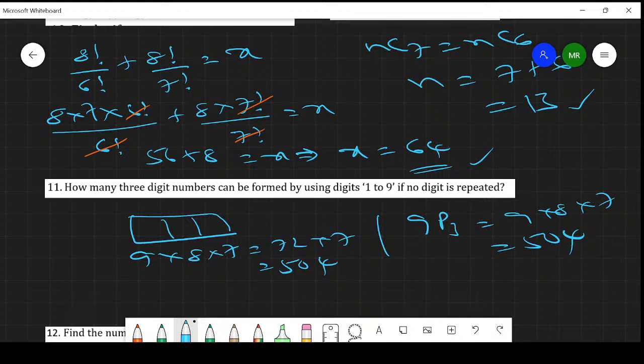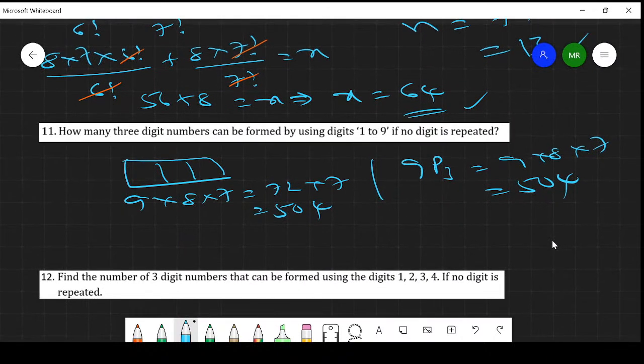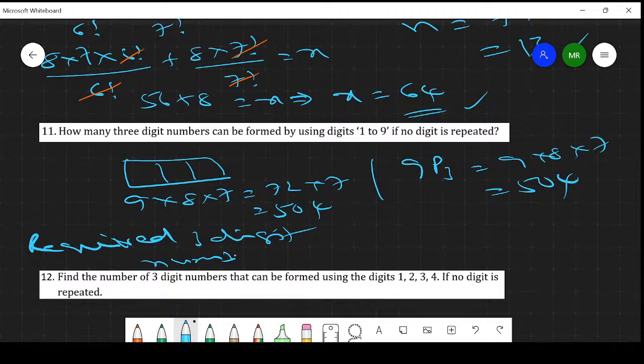I can write the conclusion here: the required number of 3-digit numbers is equal to 504.